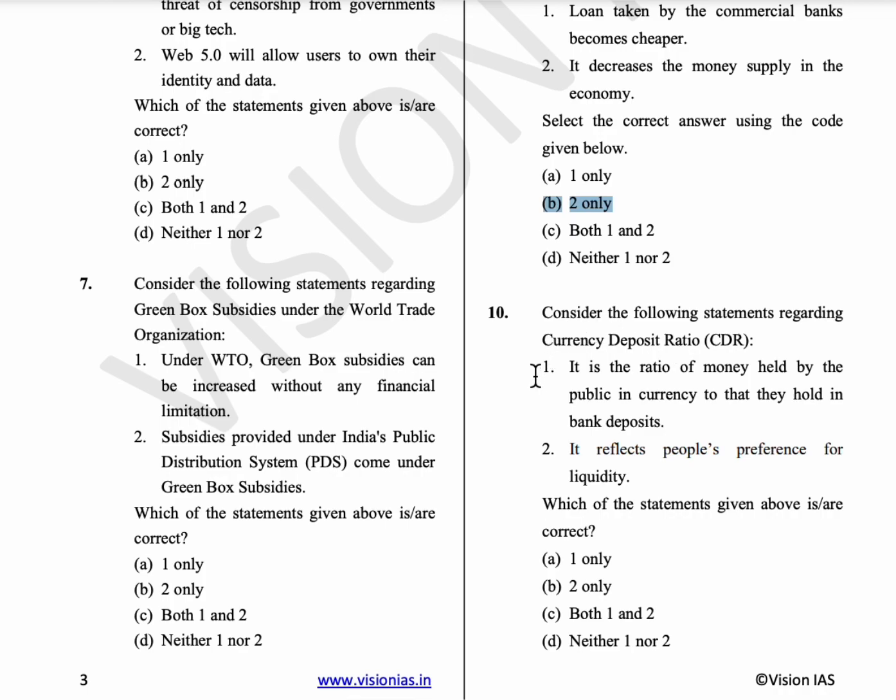So look at the first statement. It is the ratio of money held by the public in currency to that they hold in the bank deposits. So first statement is correct. Coming to the second statement, it reflects people's preference for liquidity. If they deposit more or if they don't deposit, that reflects the people's preference. So this currency deposit ratio also reflects the people's preference for liquidity.